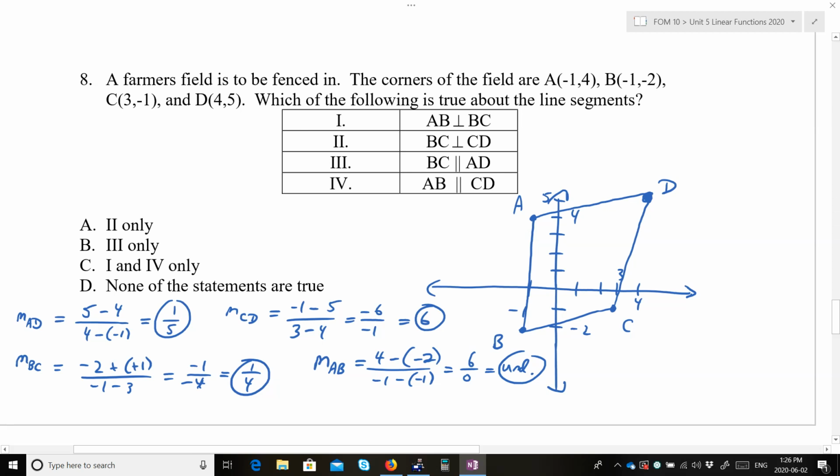So are any of these slopes equal? Okay, so none of them are equal and none of them are negative reciprocals. So it's saying we've got perpendicular, perpendicular, parallel, parallel. That only happens if you've got equal slopes or negative reciprocals. So the answer to this is D. None of the statements are true.